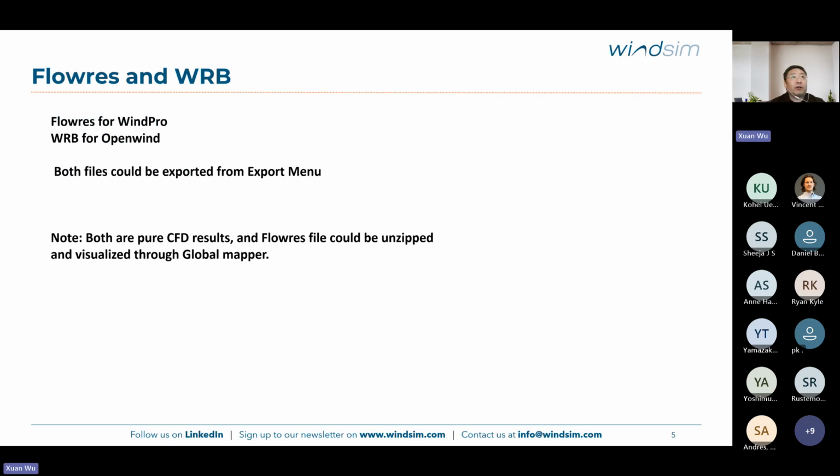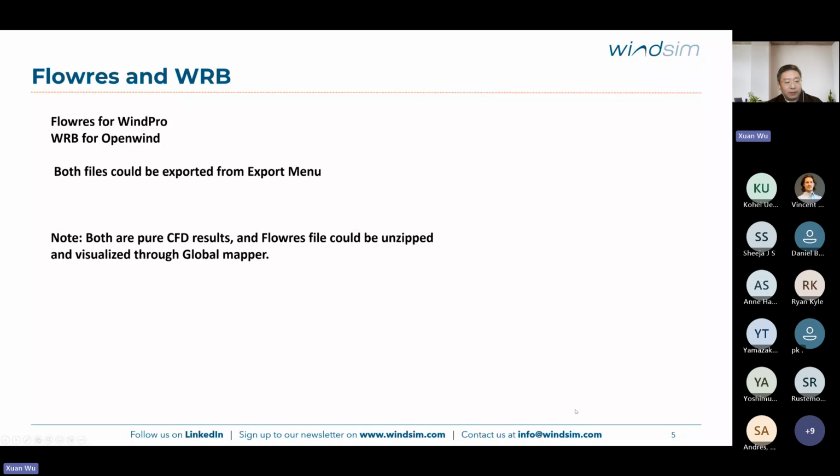The first part is the Flores and WRB file. Flores for WindPro, I think you should be quite familiar with this. Flores was generated from WindSim, which could be imported into WindPro to do further analysis. And the WRB file is prepared by WindSim for OpenWind, and it could be imported into OpenWind so that you could do further analysis, for example, to check the turbulence intensity and calculate AEP in those tools.